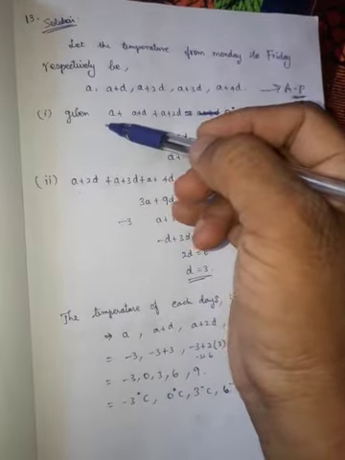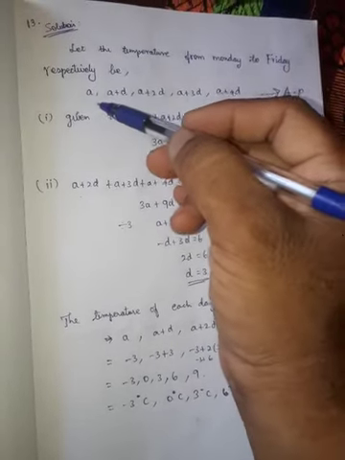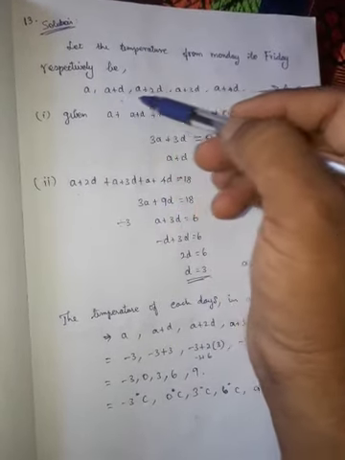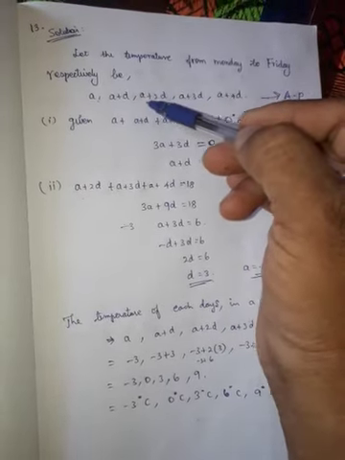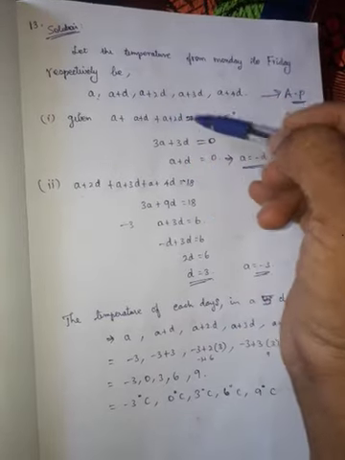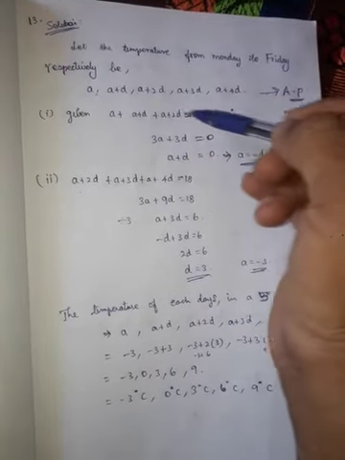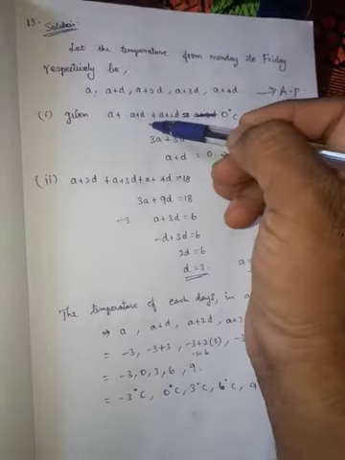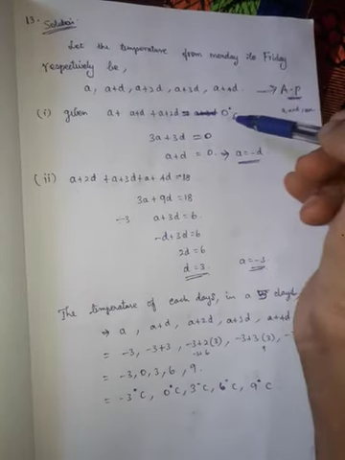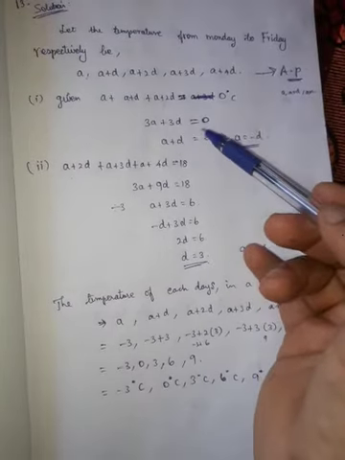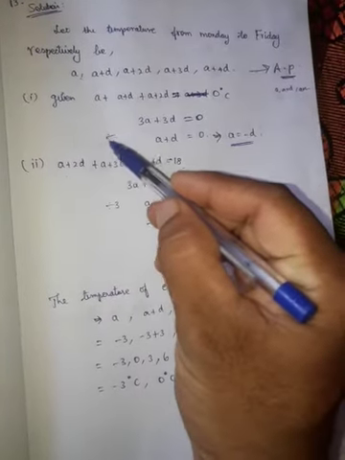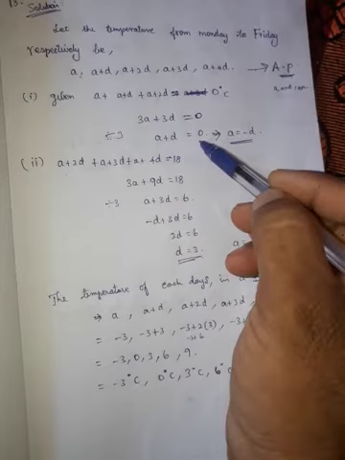The first hint, the first 3 days, Monday to Wednesday. So these three only. The sum of Monday to Wednesday temperature is 0 degree Celsius. So a plus a plus d plus a plus 2d equal to 0. If we add these values, 3a plus 3d equal to 0. If we divide by 3, a plus d equal to 0.